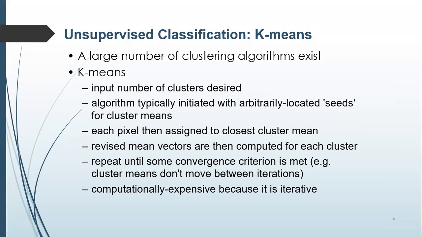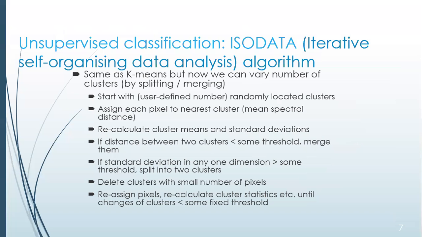Convergence criterion is met. Example, cluster means don't move between iterations. Computationally expensive because it is iterative. Right? That is how the K-means type of algorithm is working.